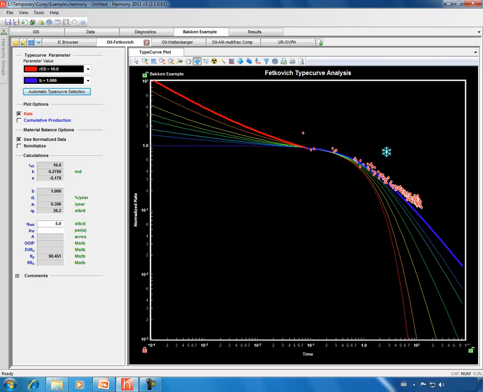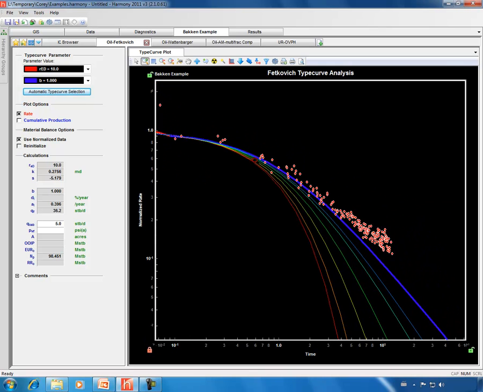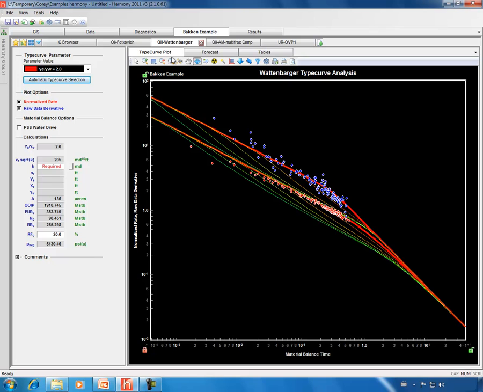There is some transient flow going on in this example. If we zoom in, we can see more clearly that the data does go up above that harmonic stem, which would indicate that we do have some transient flow going on. To check this again on a different diagnostic plot, we'll look at Wattenberger. And the Wattenberger plot confirms our suspicion and shows very clearly a half slope on both the derivative and the normalized rate, indicating that we have linear flow.